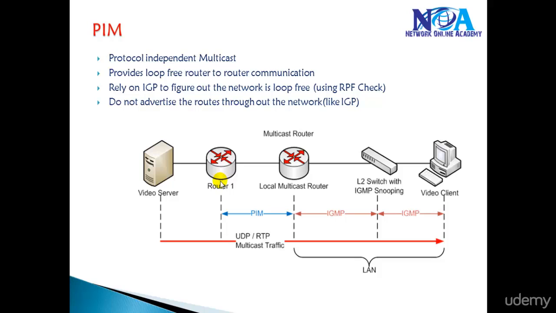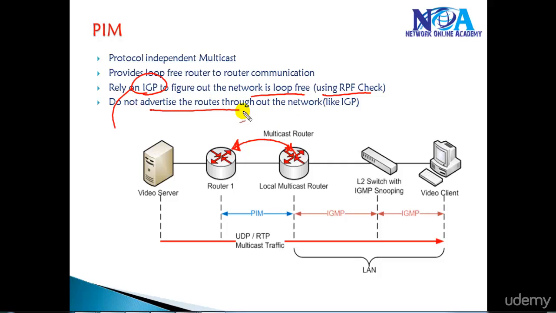PIM stands for protocol independent multicast. It provides loop-free router-to-router communication, and it is not going to advertise routes like we did in RIP, EIGRP, OSPF. Here we are not going to advertise any routes, but instead it is going to rely on the IGP protocol to figure out loop-free multicast routing. It does so based on an RPF check. We'll talk about the RPF check in more detail in the next sections, and it is not going to advertise the routes throughout the network like an IGP.